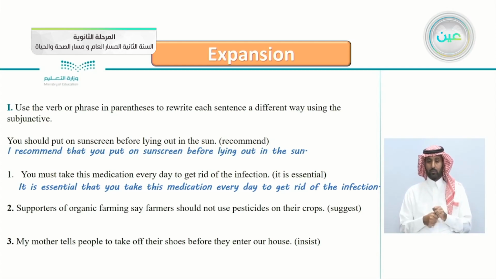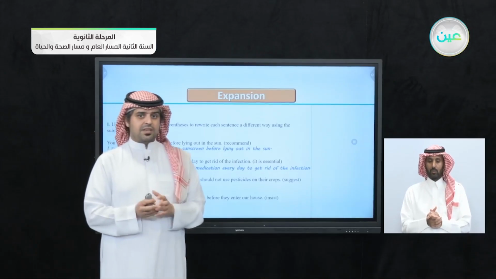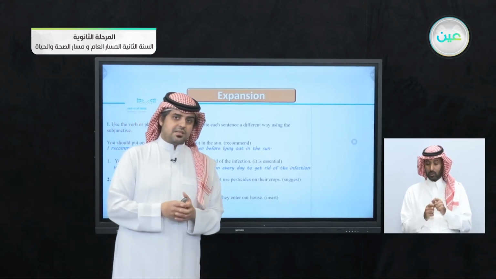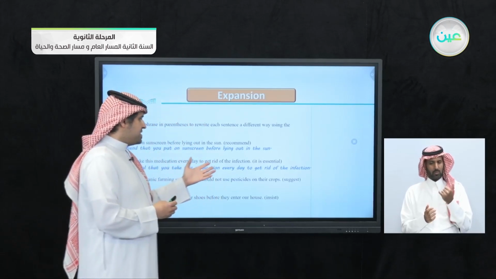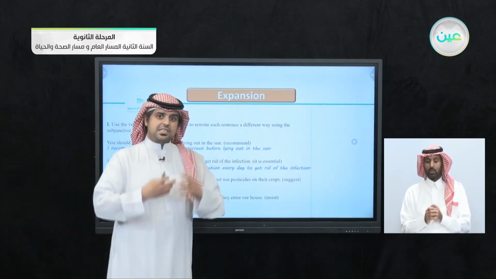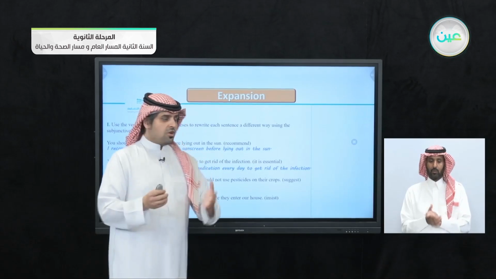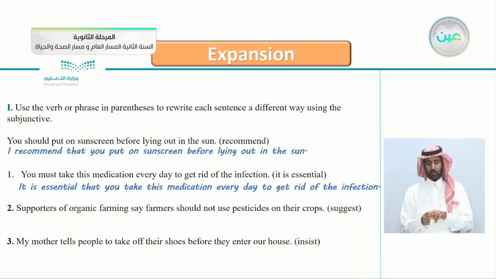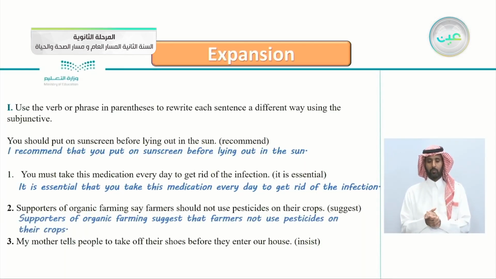Number two, supporters of organic farming say farmers should not use pesticides on their crops, and the subjunctive is suggest. It is not as urgent as it is essential. They are just suggesting here. So how do we rewrite this sentence? Very good. We say supporters of organic farming suggest that farmers not use pesticides on their crops.